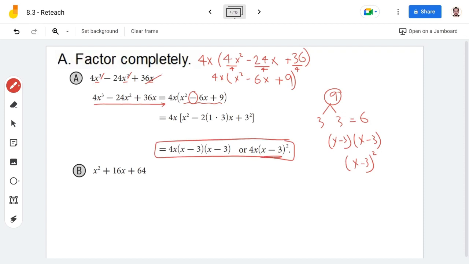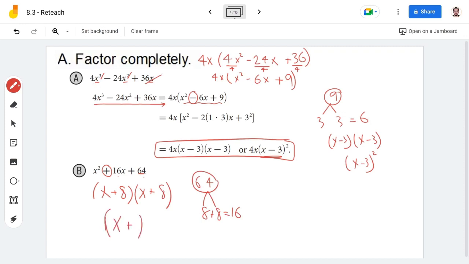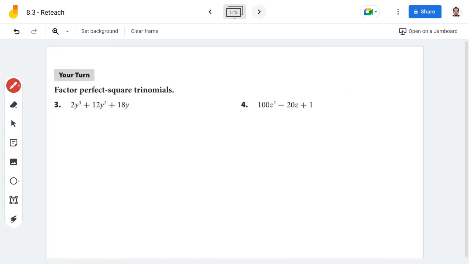Now, let's factor the other one, 64 and 16. This is what I solved just now. It will be two brackets, two x's, and two plus signs, because b is positive. Now for 64, the factors are 8 and 8. If you add them, you get 16. Now because they are repeated, it is x plus 8 to the power of 2. That's how we can solve the question.